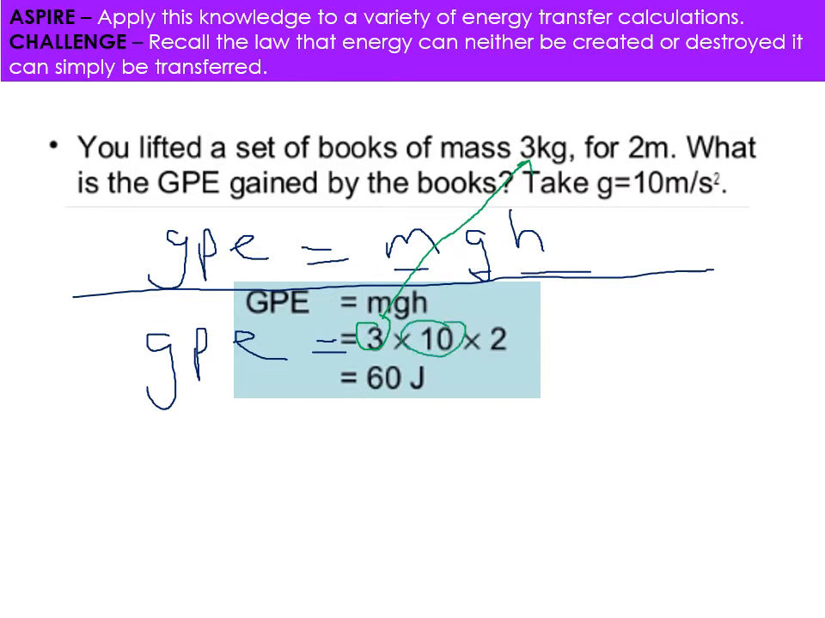10 is the gravitational field strength because the question tells you. And 2 is the height because that is what it has been lifted. Times those numbers together and you get 60 joules. Fairly straightforward, hopefully. Hopefully you got that right.